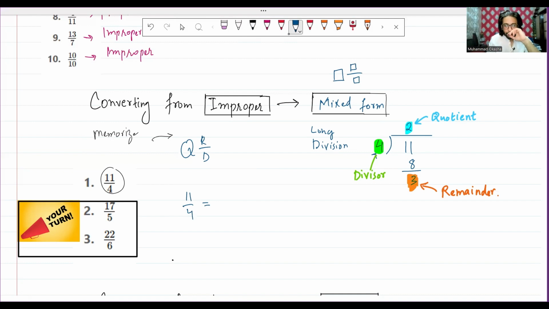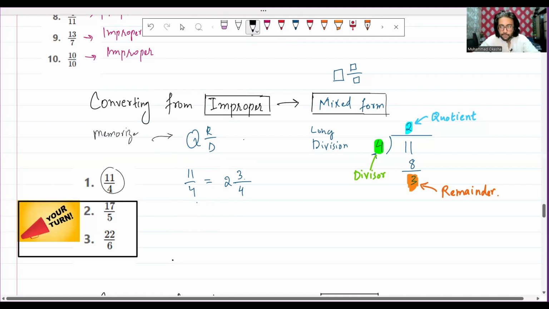So 11 divided by 4 would be, quotient is 2, remainder is 3, and the divisor is 4. So that's how I would convert this improper fraction into the mixed form by using this format or a pattern called QR by D. Okay, I hope there's no confusion about that.